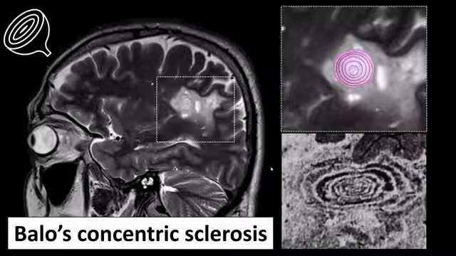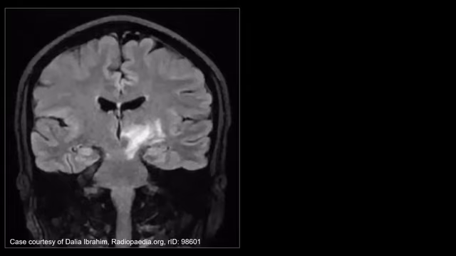So this is Balo's concentric sclerosis. This is a rare form of demyelination, but the imaging pattern is so typical that this can lead you to the correct diagnosis. Another similar disorder is the following.